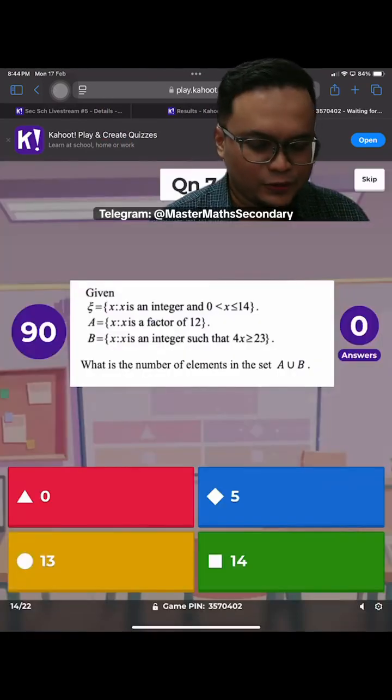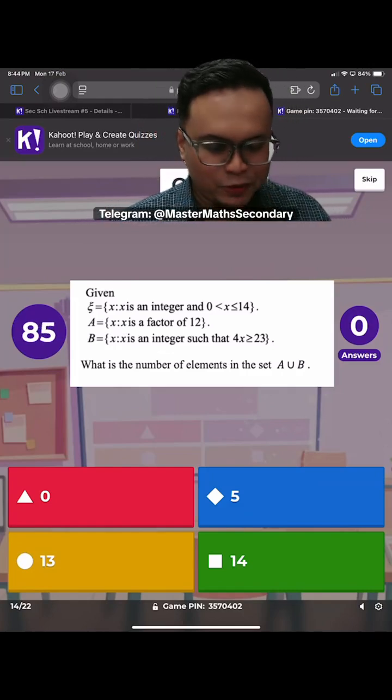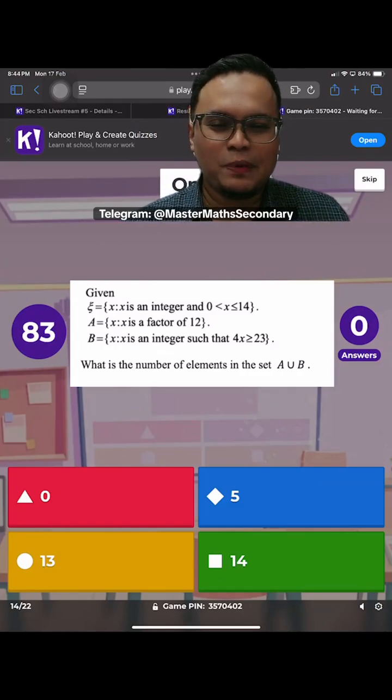This one you haven't done. This one you only learn in Sec 4, so that's why it's an O-level topic. You can give it a try. There's a 25% chance of getting it right.